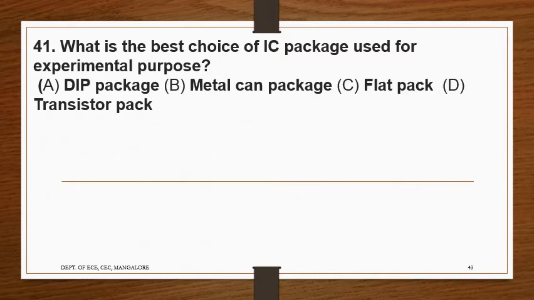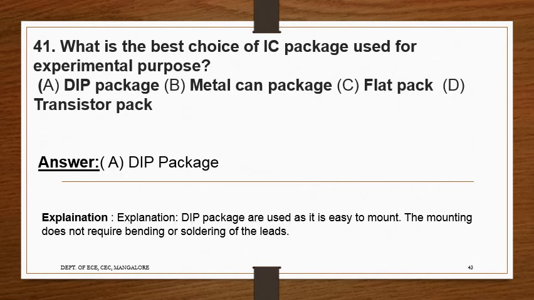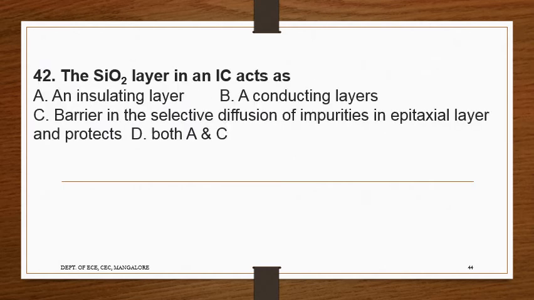What is the best choice for IC package used for experimental purpose? Is it A, a dual inline package DIP, B, metal can package, C, flat pack, or D, a transistor pack? So most often we have a dual inline package because it is easy to mount and the mounting does not require bending or soldering the leads.